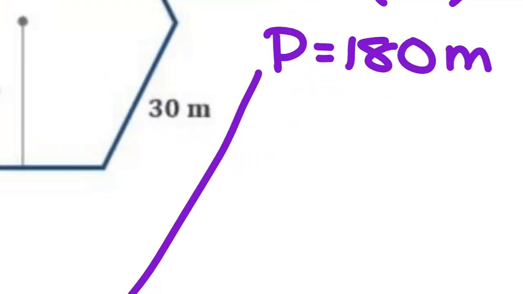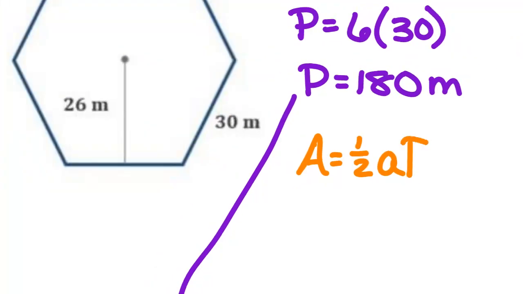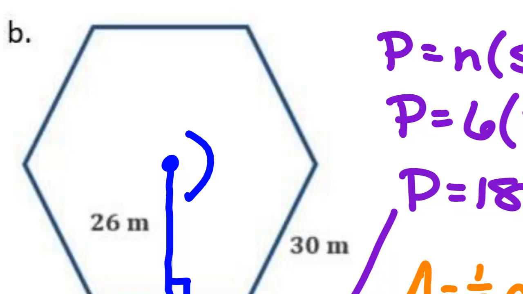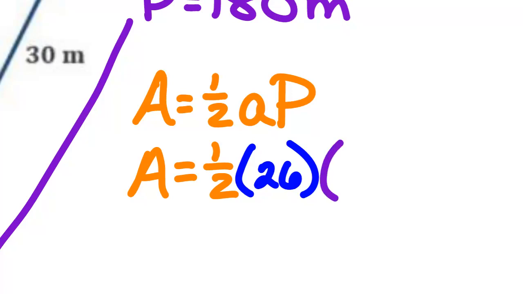And then we go to find the area. Area is equal to 1/2 times the length of the apothem times the perimeter. What is the apothem on this shape? 26. It goes from the center to a side, and makes a right angle where it hits the side. So we're going to put 26 in the place of that lowercase a. And the perimeter that we just found was 180.